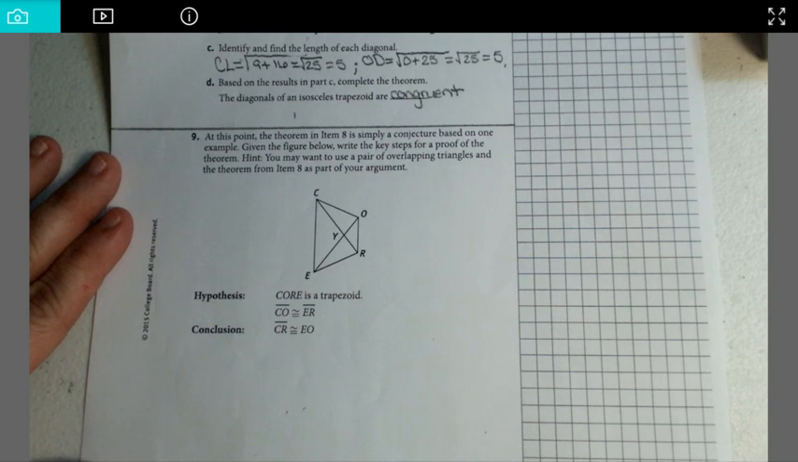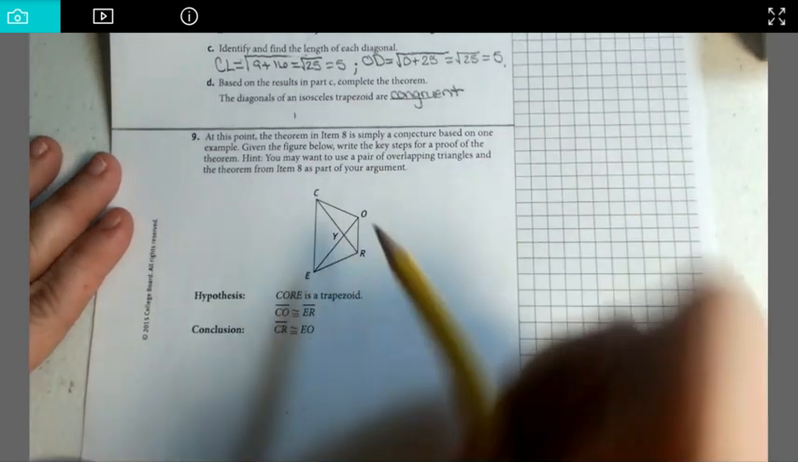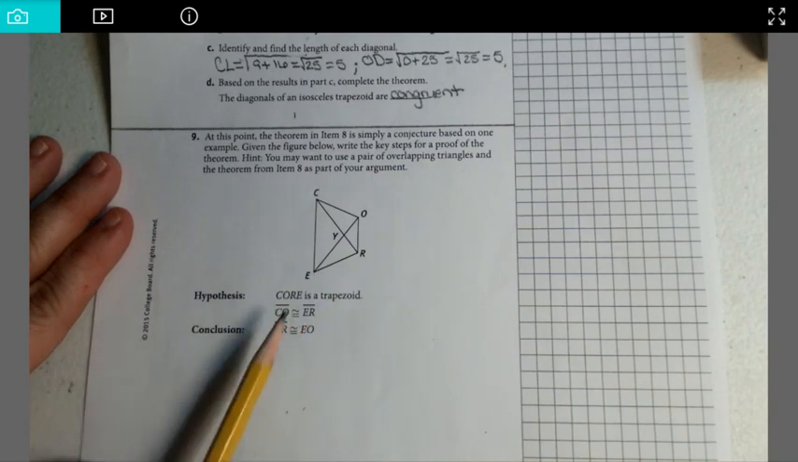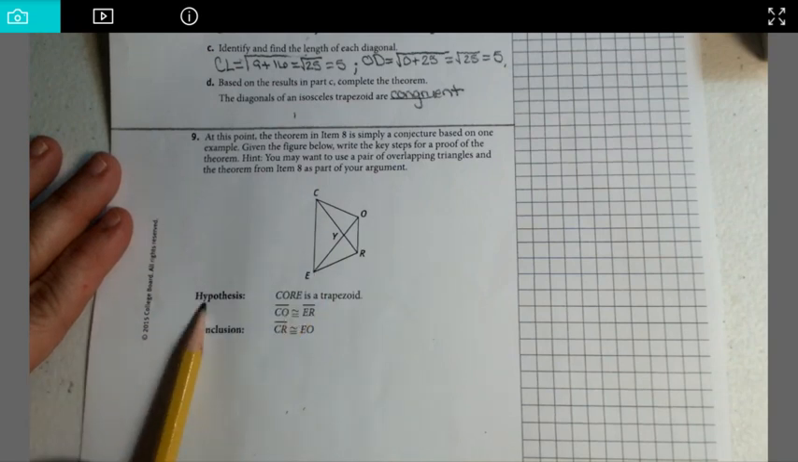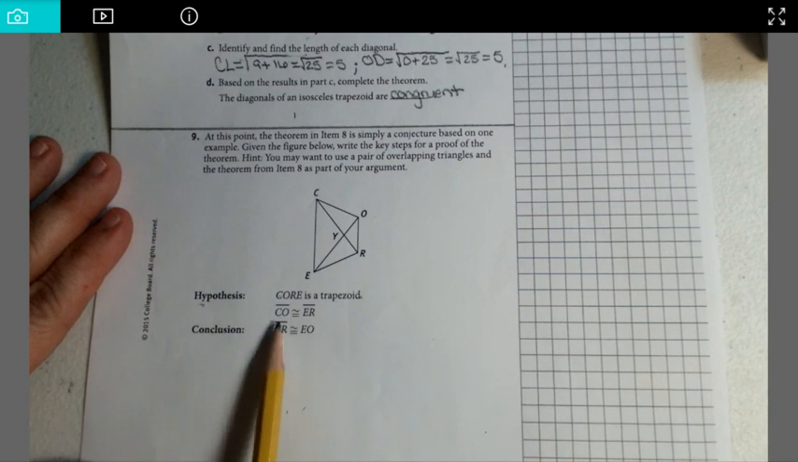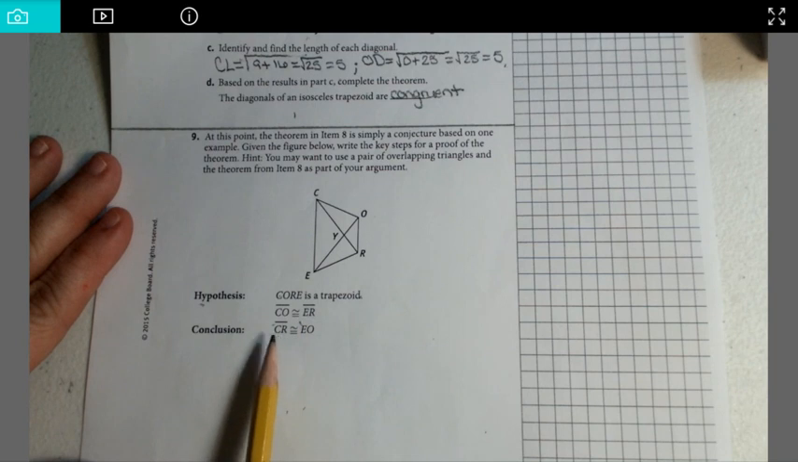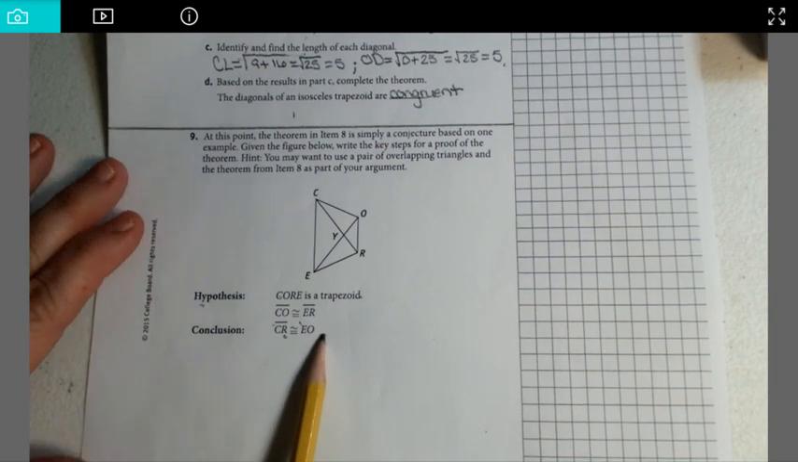your argument. And it gives us a trapezoid, and it gives us both diagonals. It says, hypothesis, CORE is a trapezoid. CO is congruent to ER. And we are trying to prove that CR is congruent to EO.